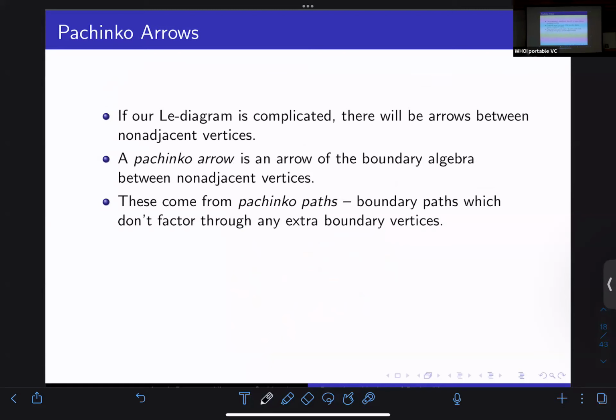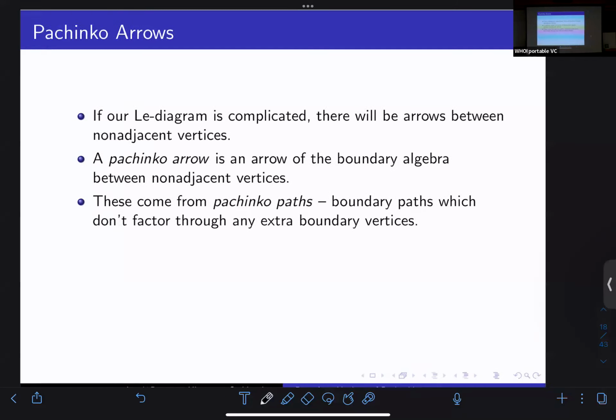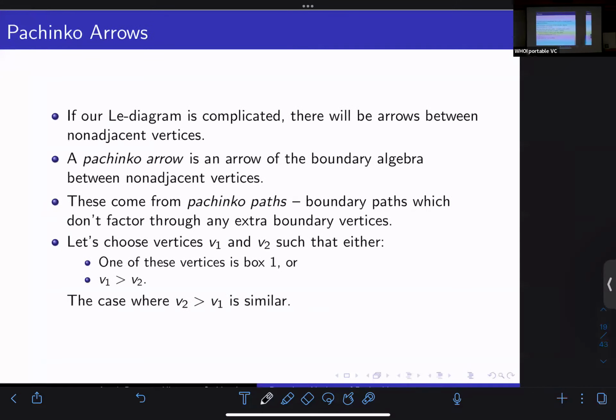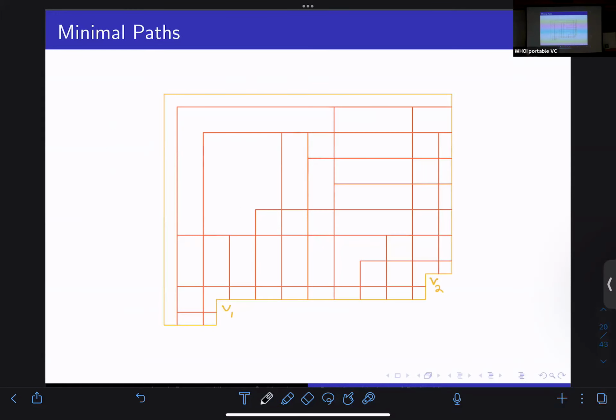So we're going to call a pachinko arrow an arrow of the boundary algebra that is between non-adjacent vertices. So this is something that does not show up in this circle quiver that we drew a little bit earlier. And again, these come from boundary paths that I can't morph and make factor through an extra boundary vertex. So we're going to try to find these. The way we're going to do this is we're going to fix vertices v1 and v2. And rather than unpack those conditions I wrote, I'm just going to say it looks like this. I could also draw it so that v1 is sort of above and to the right of v2. This would be dual and everything is sort of the same. So we're going to say it looks like this.